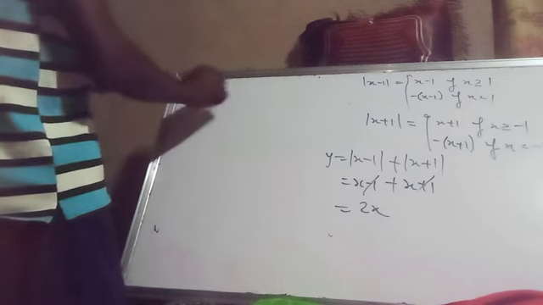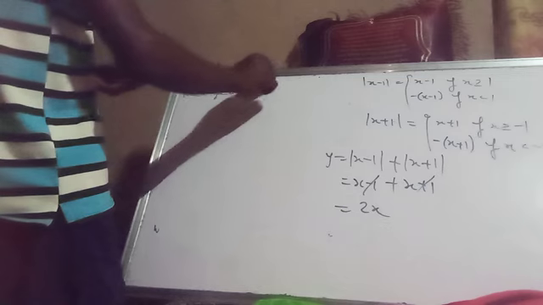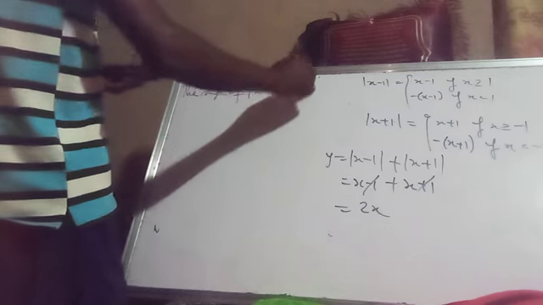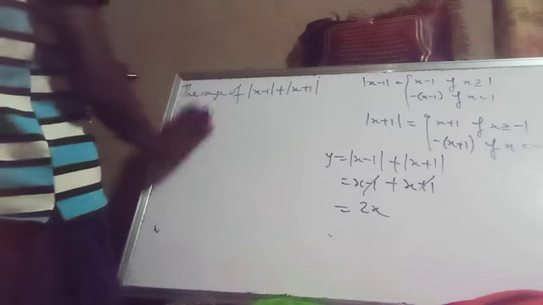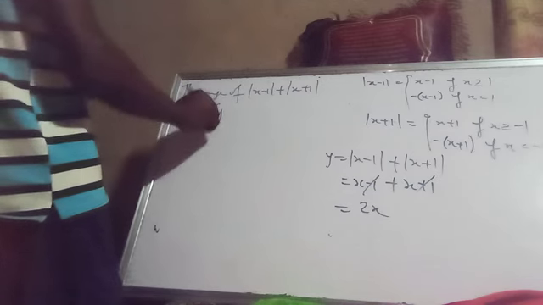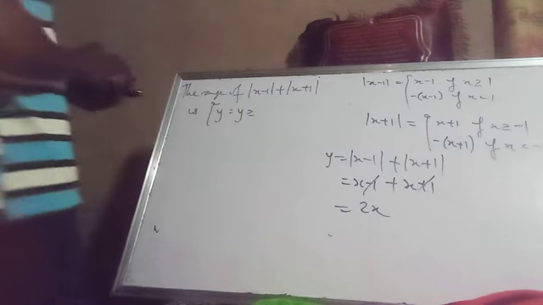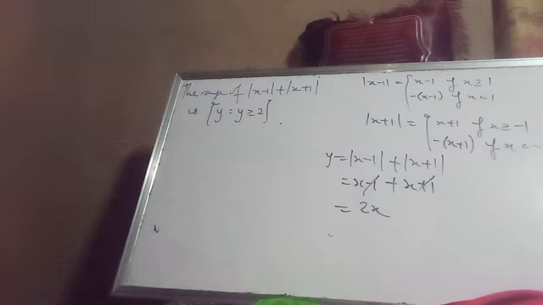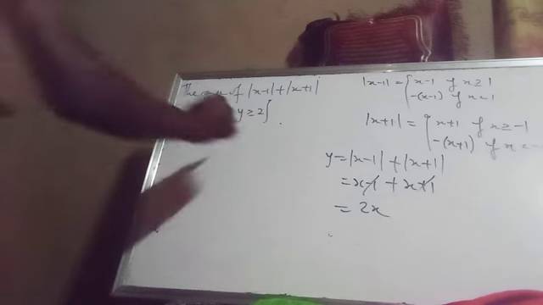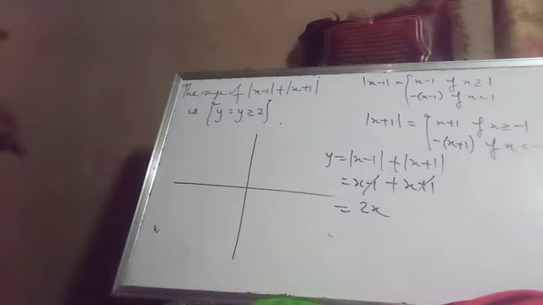So the range can now be written as the range of the function, absolute value of x minus 1 plus absolute value of x plus 1, is y. It's a set of y values, y such that y is greater than or equal to what? 2. Y greater than or equal to 2. Let's sketch the graph. The graph can be sketched this way. You have to be careful so that you don't run into trouble.